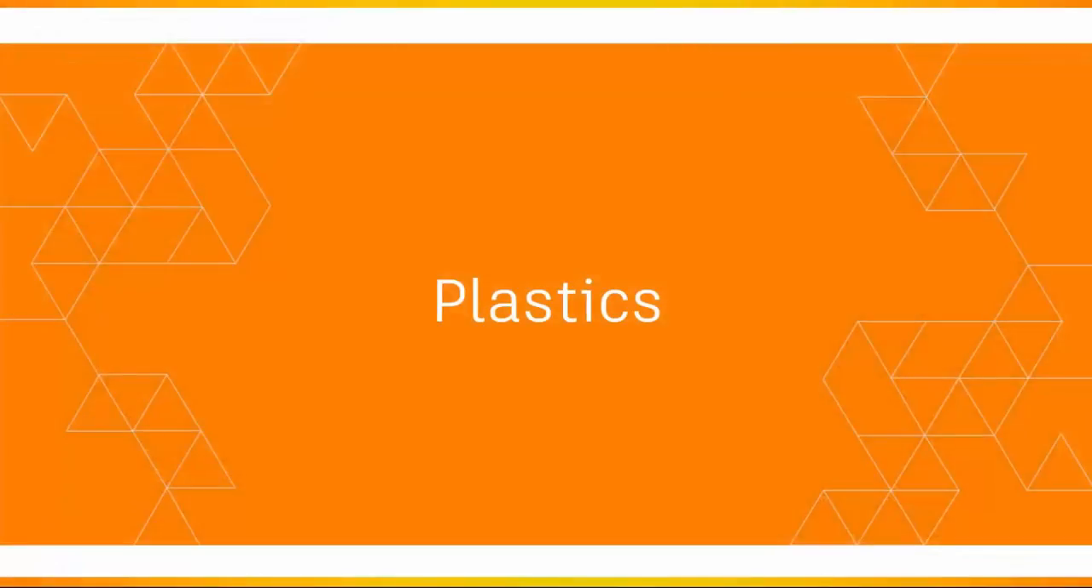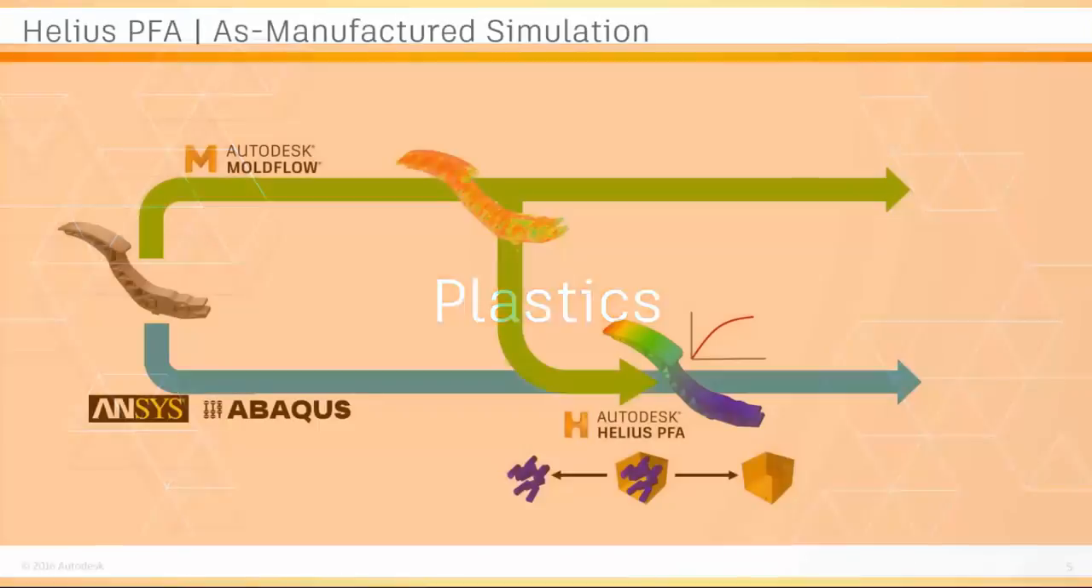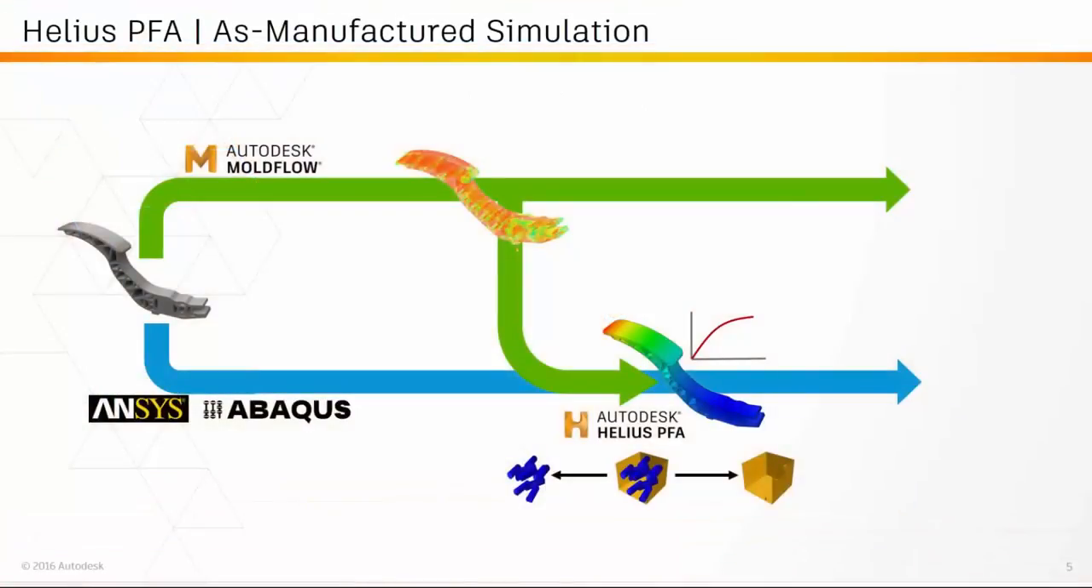So let's take a look at what we've been doing for simulating plastic materials. Helius PFA allows users to map data from an Autodesk Moldflow simulation to structural FEA. The data includes manufacturing data such as fiber orientations, residual strains, and material properties. You can then map that data to your structural mesh, such as ANSYS and Abaqus, to be included in your structural finite element simulation. Autodesk Helius PFA uses the data mapped from Moldflow in the structural simulation to predict and propagate material nonlinearity at the fiber and matrix level.